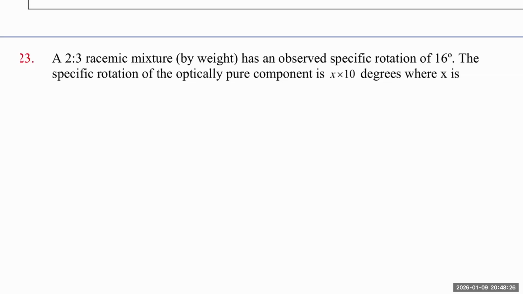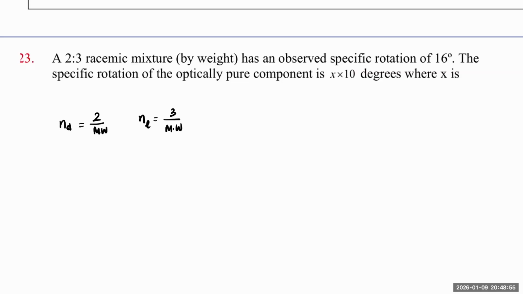If you have a 2 is to 3 racemic mixture by weight, when you talk about a racemic mixture, I can say that out of this 2 is to 3 mixture, 2 by molar mass will be the number of moles of, let's say, dextro. Let's assume that. And levo is 3 by molar mass. This is the number of moles of levo.